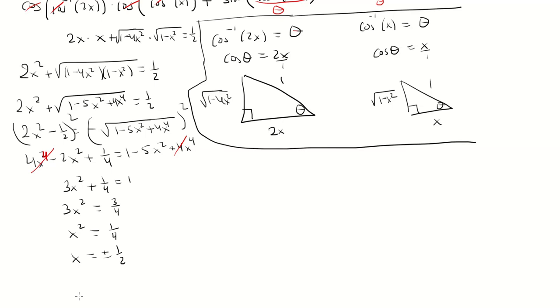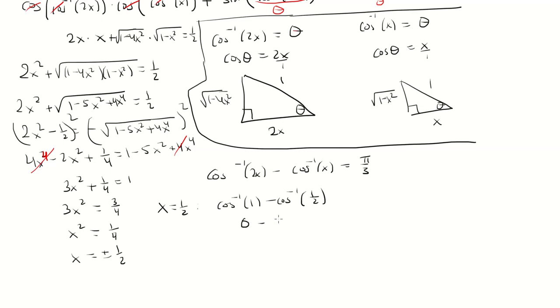And now what I need to do is plug it back in to see which one works. Recall the original was inverse cosine of 2x minus inverse cosine of x equals pi over 3. The first one I'm going to try is 1/2. So I have inverse cosine of 1 minus inverse cosine of 1/2. Inverse cosine of 1 is 0, and inverse cosine of 1/2 is pi over 3. This is equal to negative pi over 3, which does not equal pi over 3. So this one is wrong.